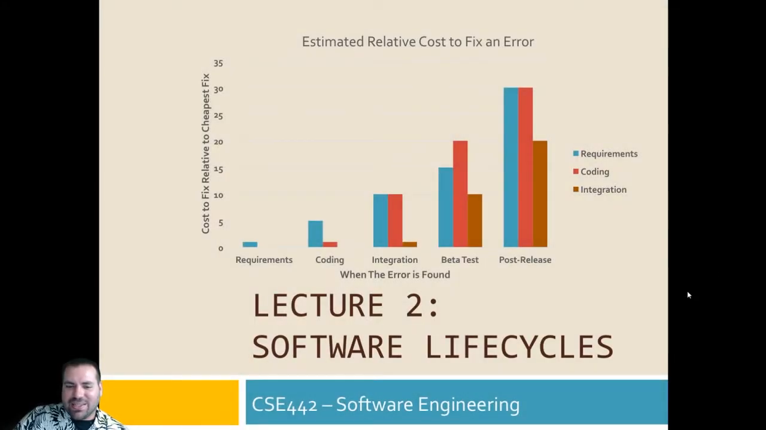All right, so let's talk about software life cycles and why. You can see from this chart, pretty much the conclusion of this chart is the later you find your errors, the more costly it's going to be, and by significant amounts. If you have bugs in your beta testing, your post release, those are expensive. Your customers get mad too.